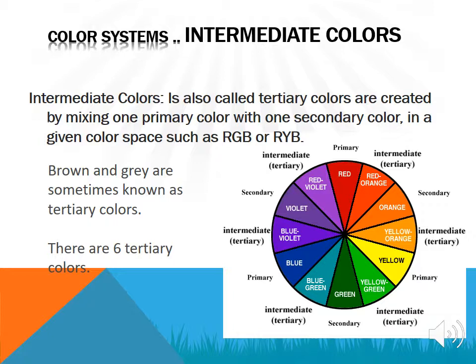Besides, brown and gray are sometimes known as tertiary colors as well. So altogether, there are 6 tertiary colors in the color wheel, plus brown and gray. 8 in total are tertiary colors.